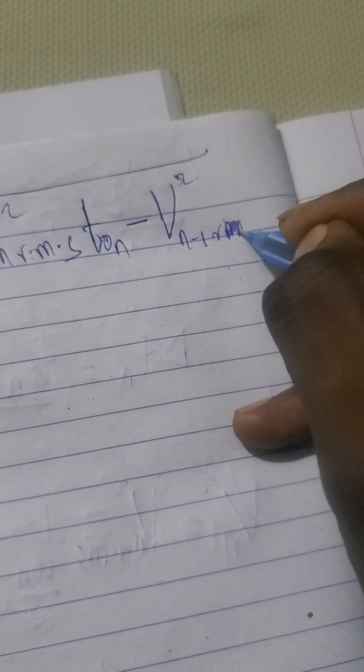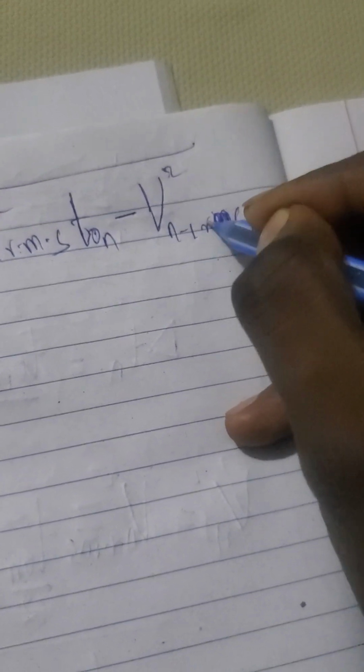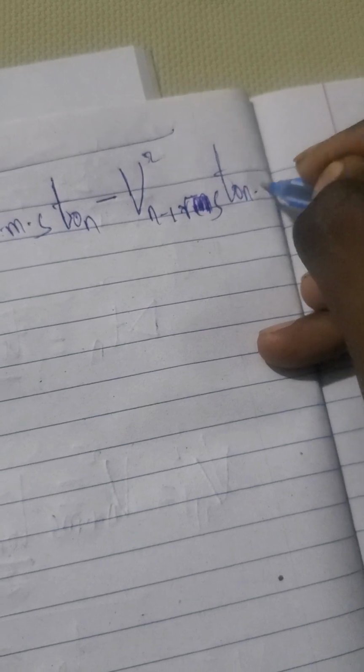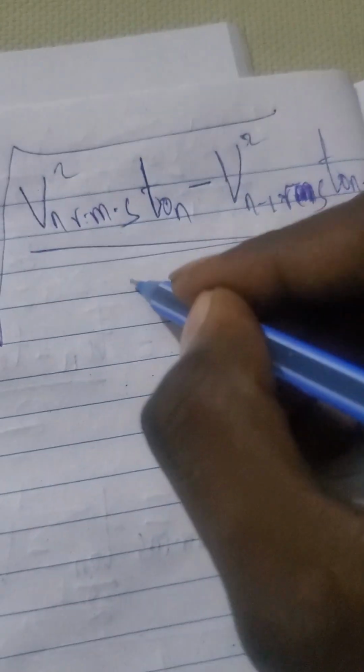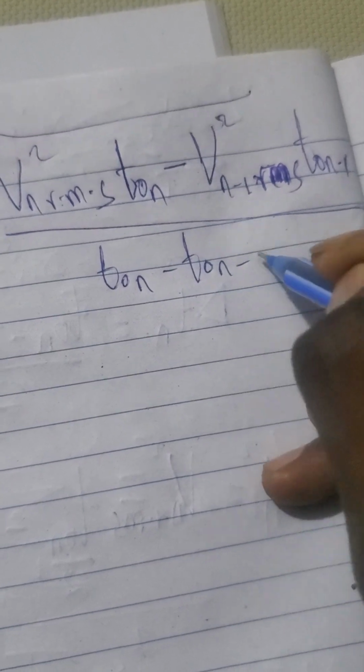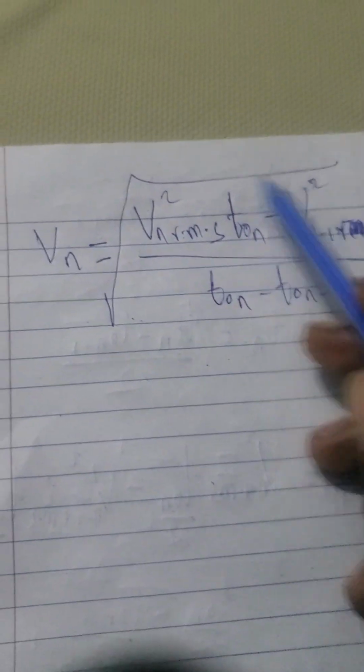times t naught n minus 1, all over t naught n minus t naught n minus 1. This was the expression that was obtained under Dix's ideas.